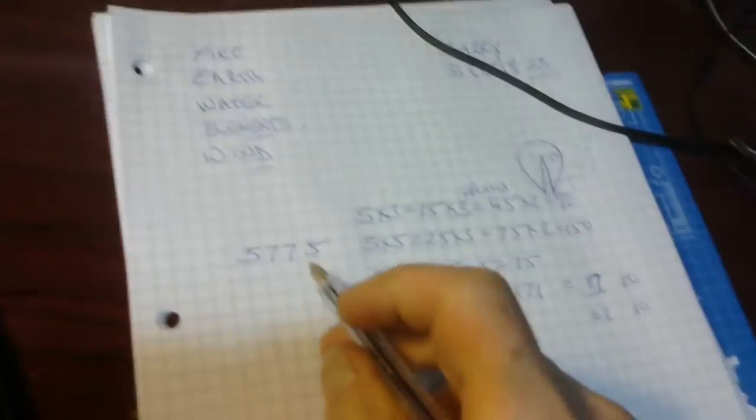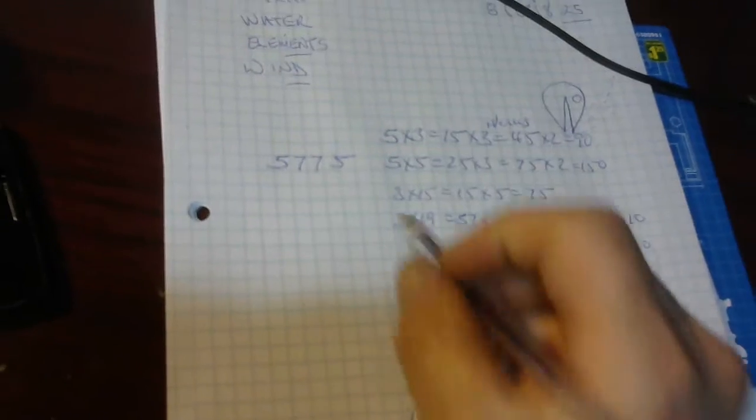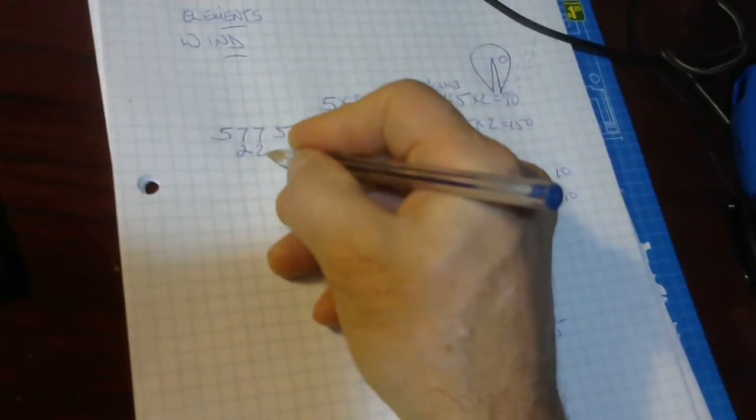Okay, so now we're gonna, I'm not putting this on RAM. We're gonna go back and we're gonna do this calculation. 57 and 75. 15 times 15 is 225, right?